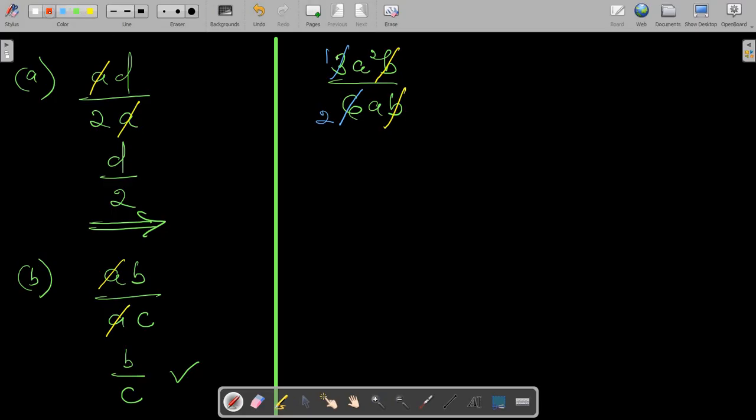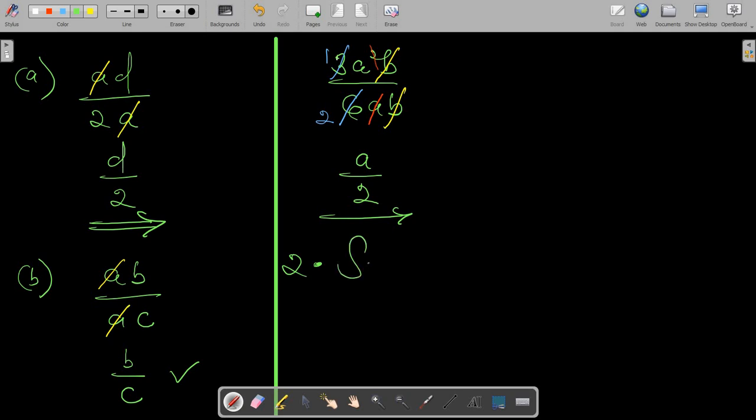So in that case, let me use the red ink. So the A here, we cancel one of these A's at the top. So in that case, our result finally becomes only one A at the top and 2 at the bottom. And that's definitely the answer to that question. Now let us move on to the second question for today's class.